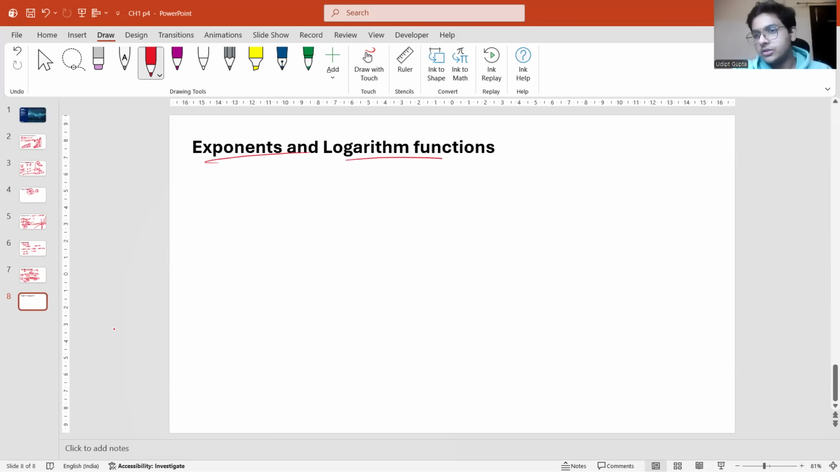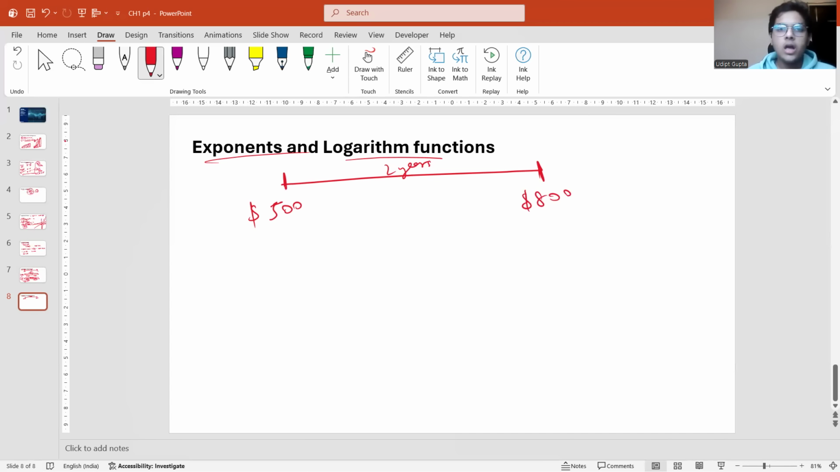Exponents and logarithm functions. Let's solve a logarithm question. Let's take an example. I have some amount, let's say $500 right now. In 2 years, this amount becomes $800. I want to know this continuously compounding rate.